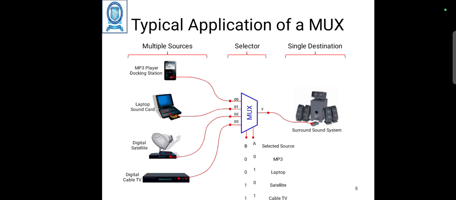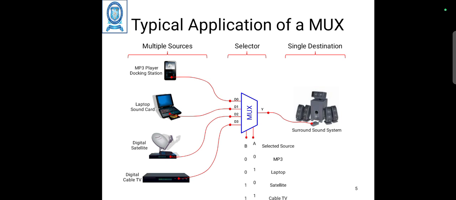And here are the applications of a multiplexer with different sources: MP3 player, docking station, laptop sound card, digital satellite, and digital cable TV. These are uses of multiplexing, which accepts different lines. From the select lines, the selector will select a single line. For example, in this circuit, in this multiplexer section, we have D0, D1, D2, D3 as the input lines, and finally Y is the output line. Among D0 to D3, any one line is selected.